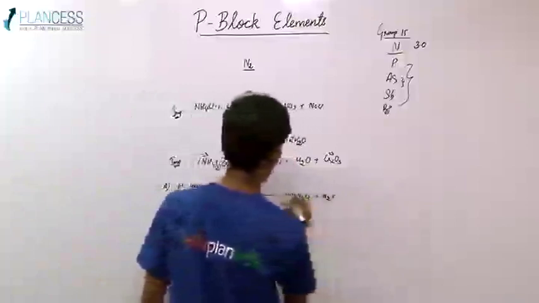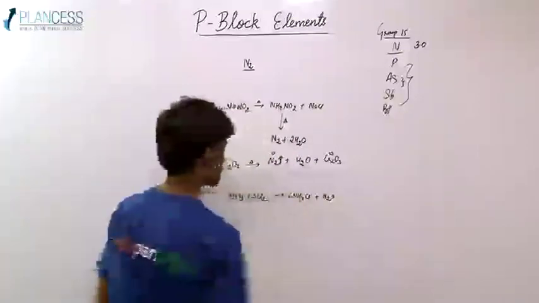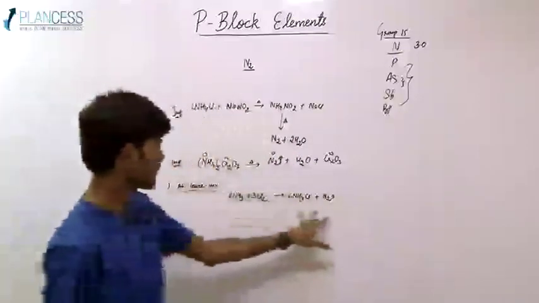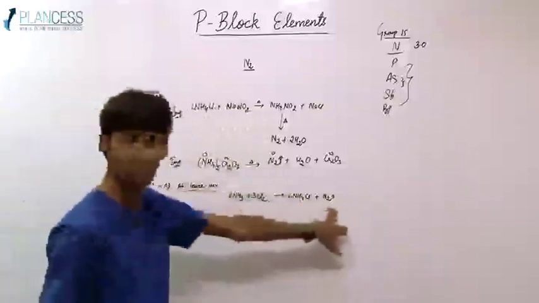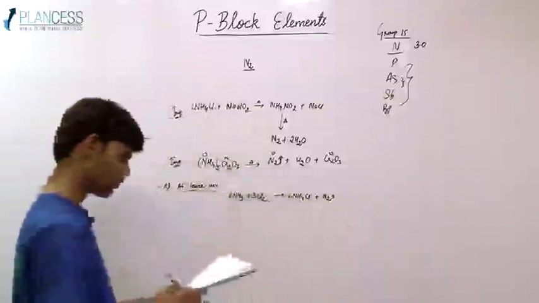So, but it would be 6, yeah. So this is at the lower temperature, that 8NH3 reacts with 3 moles of Cl2 and forms N2 gas. This is at the lower temperature.